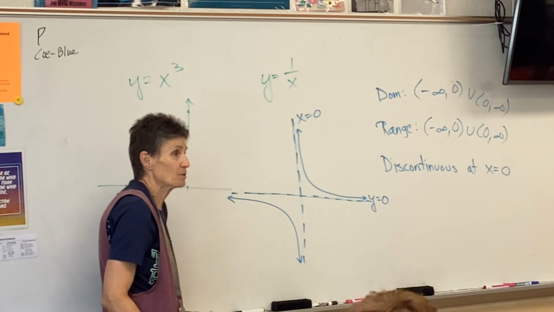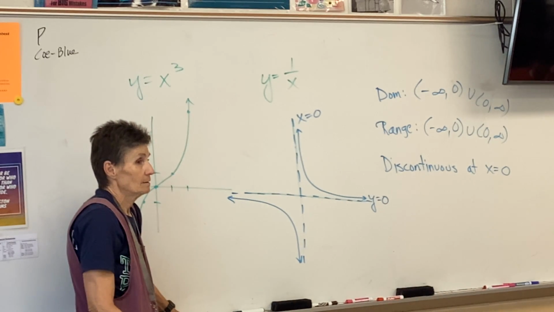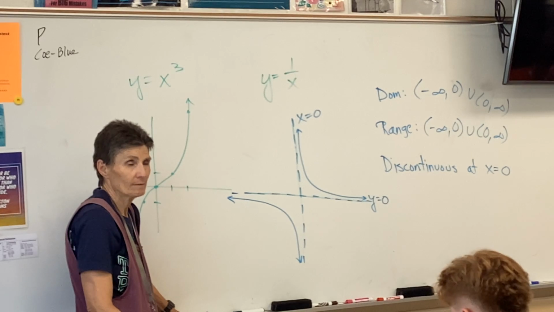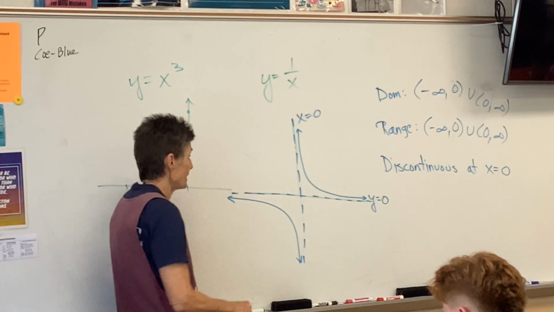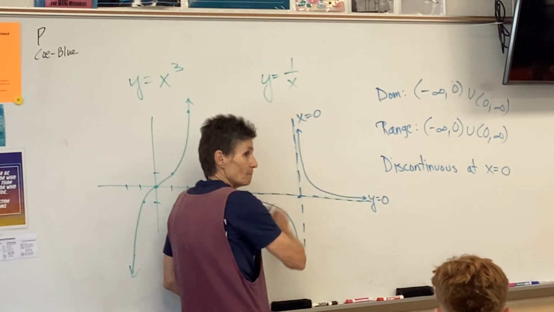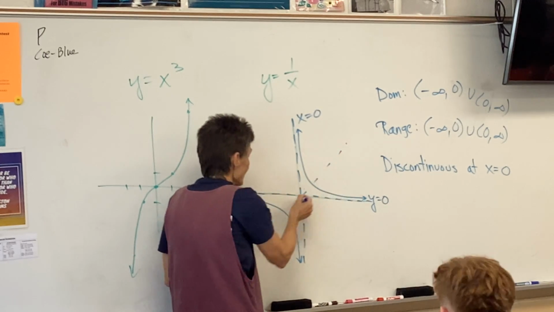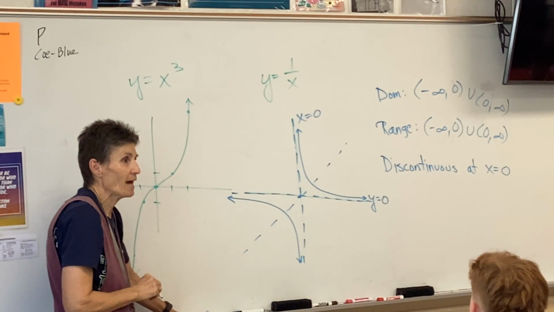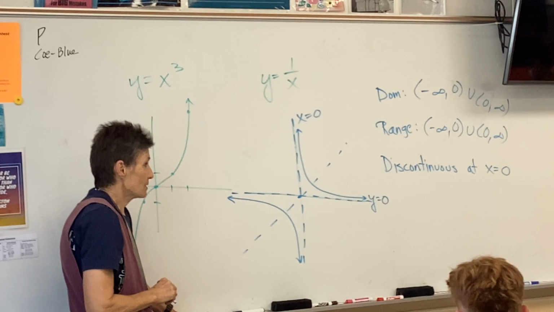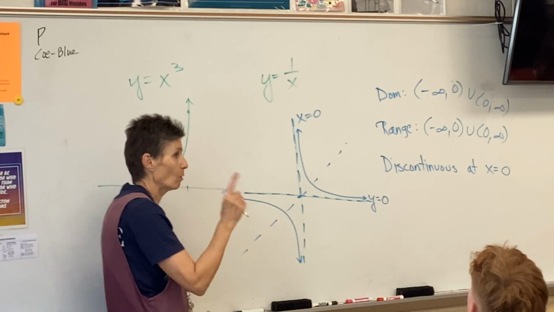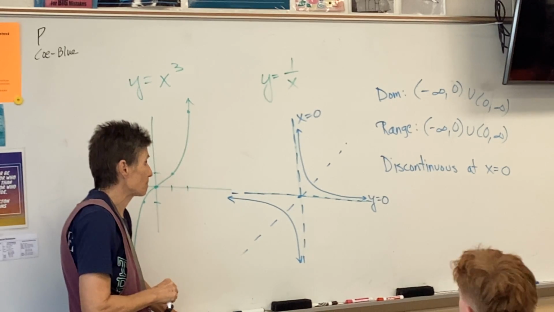Does it have any symmetry? Well, not a lot. But is it symmetric about the origin? Yes. How about the identity line? Is it symmetric about that? Yeah. So it has 2 symmetries, the origin and the identity.